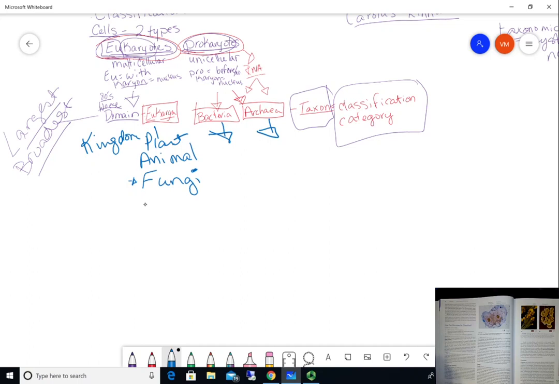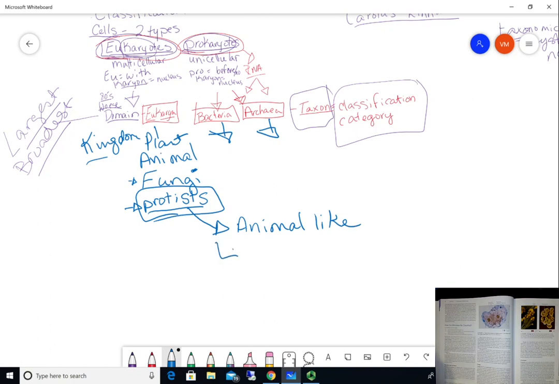Then we discovered there are these unicellular organisms, and some of them have plant-like characteristics, others have animal-like characteristics, and then some even have what we would call fungus-like characteristics. But they have a nucleus, so they don't belong with bacteria. However, we got to find some place to put them, so we put them all together in a category in their kingdom known as protist. All right, so protists can be animal-like, or they can be plant-like, or they can be what we call fungus-like.